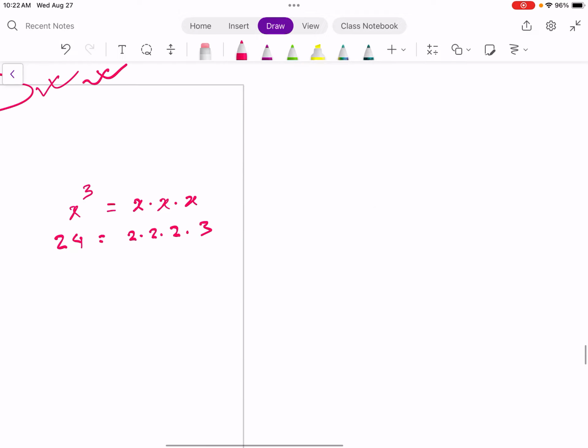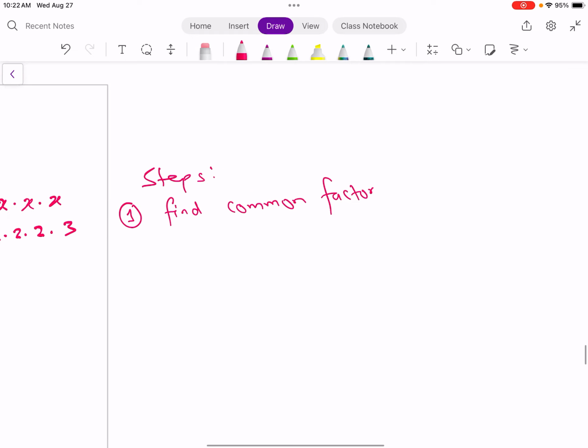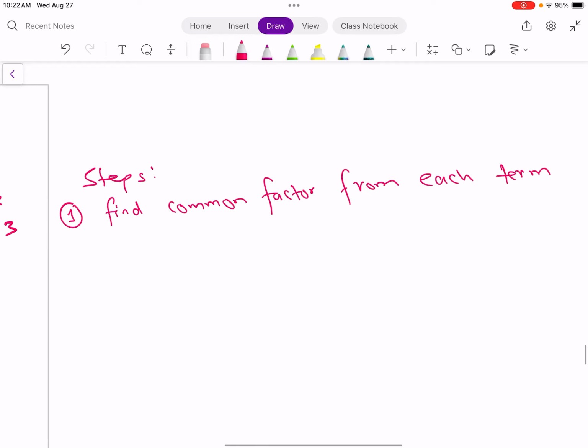Now, before we go to the example, let me give you a general method of factorization. The very first step of factorization is that we always look for the common factor in each term. So at first we find the common factor from each term. This is the first step. If you are asked to factorize, then try to find the factor which is common to each term.